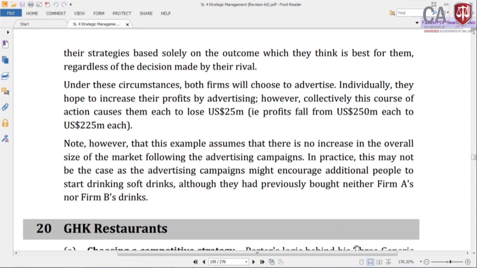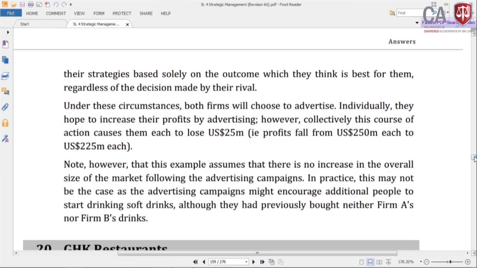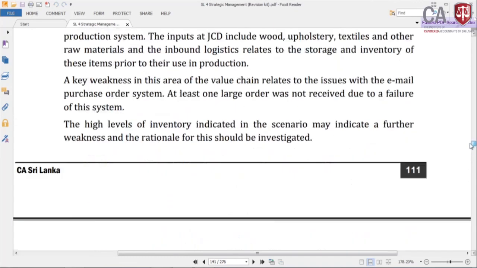Right, with that we can complete question number 19 also. So then we will move to the next question, question number 20.